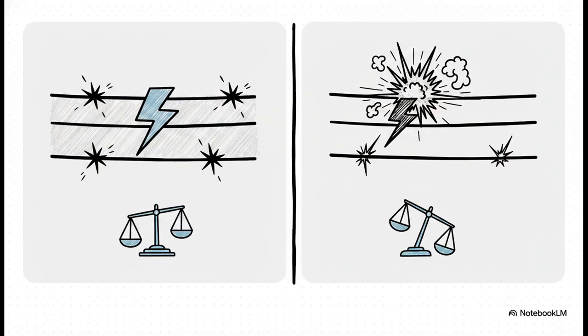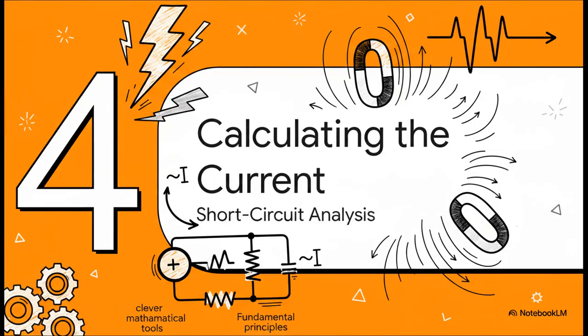So why does that matter? It matters a lot, because that imbalance makes the calculations way more complex. This whole distinction is fundamental to picking the right method to analyze the problem. So how in the world do engineers actually go about calculating these massive currents? This is where we get into the heart of what's called short circuit analysis. It's a mix of some basic principles and some really clever mathematical tools.